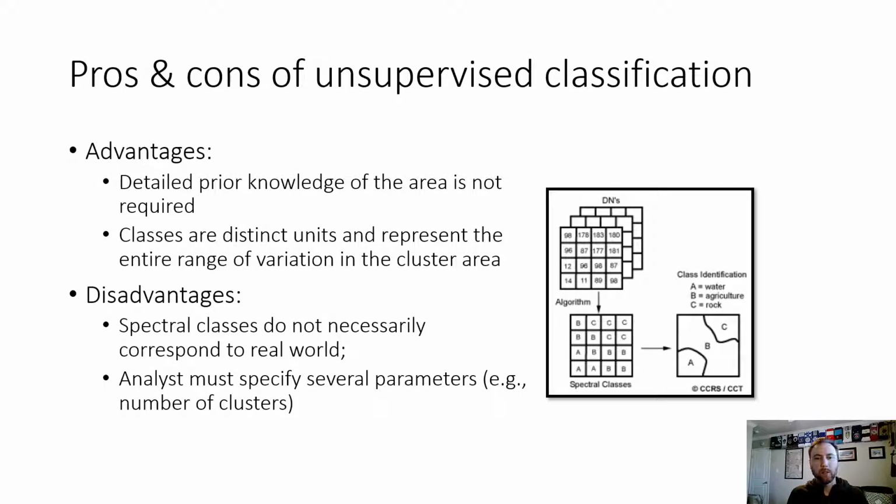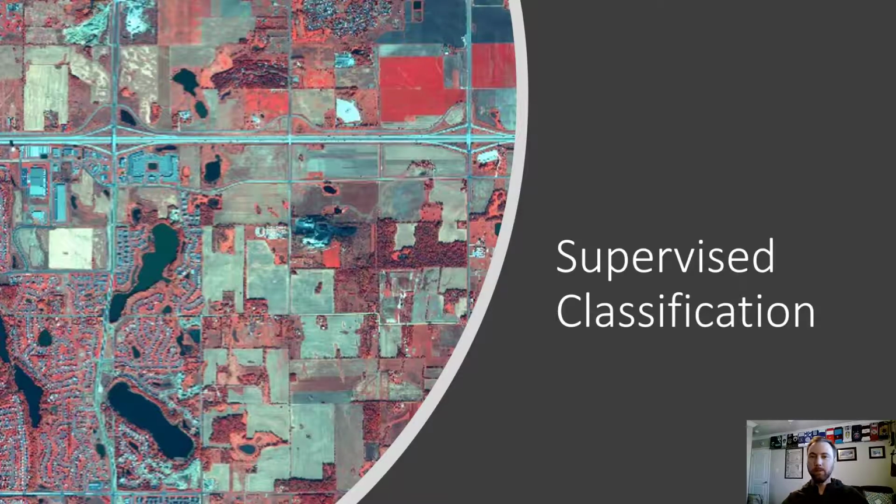Disadvantages, the spectral classes do not necessarily correspond with the real world. Because there's not that ground truthing or that first-hand experience on the ground, you are trusting that the output is accurate, and it may not necessarily be. And lastly, analysts must specify several parameters, including the number of clusters. So there is some manual labor involved, but much less so than supervised, which we will now get into.